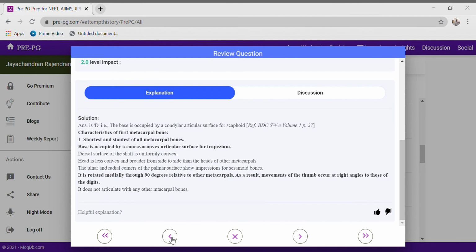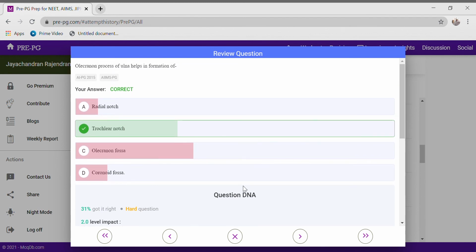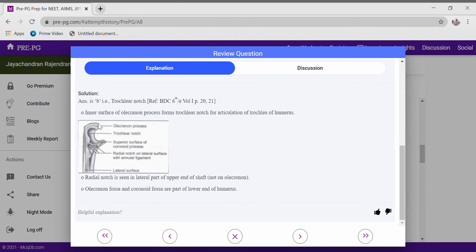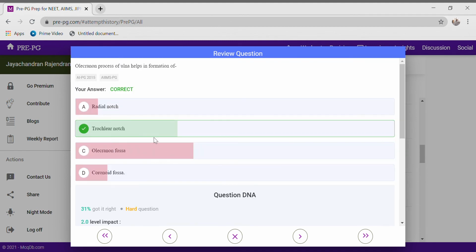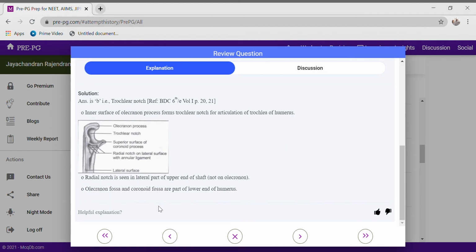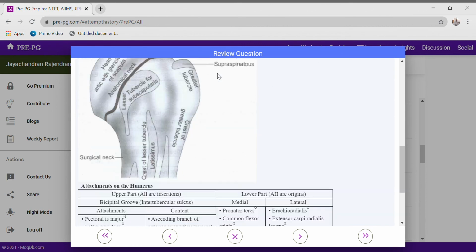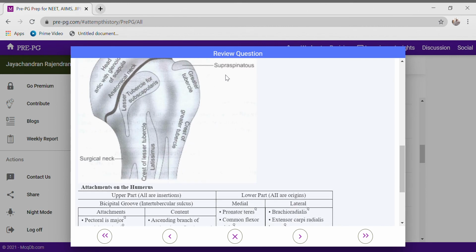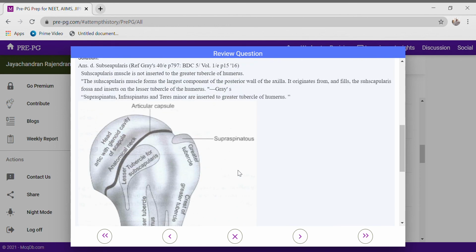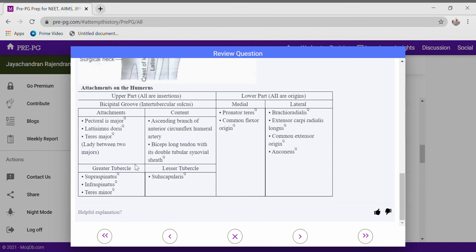Next is the olecranon process of the ulna. This gives rise to the trochlear notch. It helps in the formation of the trochlear notch, which articulates with the trochlea. You can see the greater tubercle of the humerus. At the greater tubercle you have the attachments of supraspinatus, infraspinatus and teres minor, whereas at the lesser tubercle you have subscapularis. At the bicipital groove, the attachments are pectoralis major, teres major and latissimus dorsi. Latissimus lies between the two majors, you can remember.